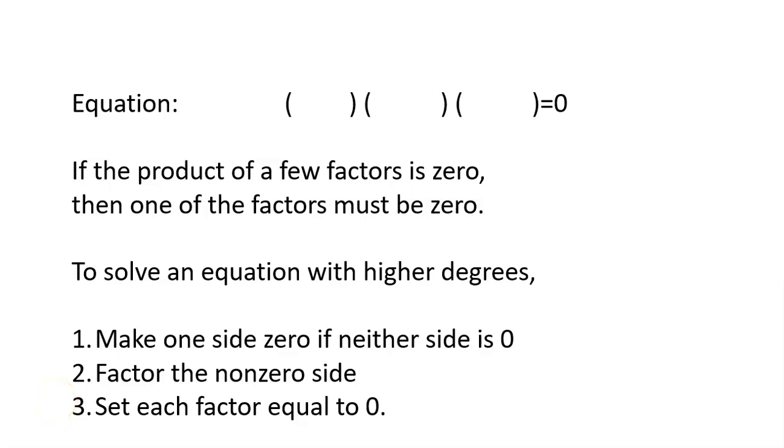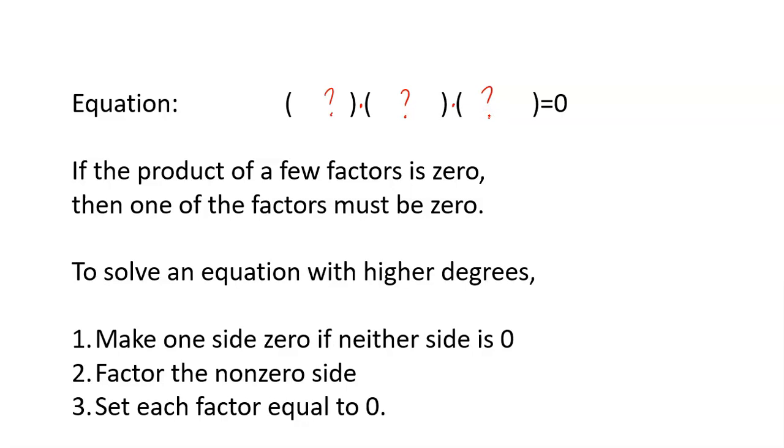In this video, we're going to look at how to solve an equation of higher degree using factoring. So first, let's make an observation here. Suppose we know that three numbers, either two or three numbers or even more, after we multiply them, we get 0.